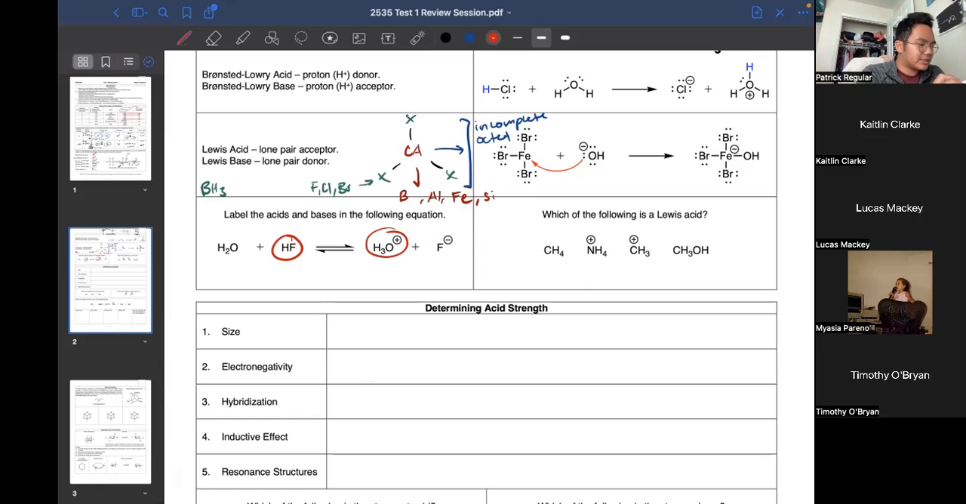The acids and bases. So are you saying whichever side the strong acid is on, the reaction will go in the direction of the other side? Yeah, it'll go away from it.